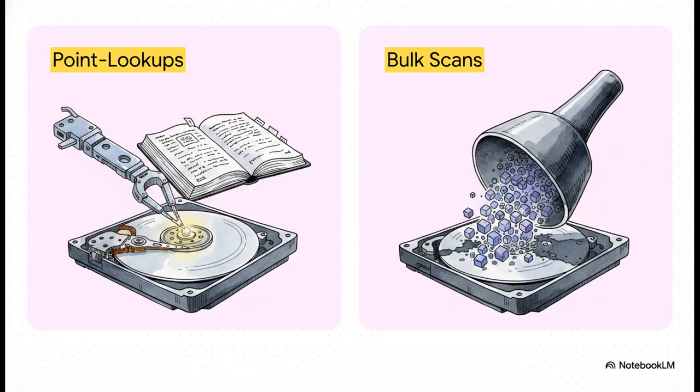But if you need to do an OLAP bulk scan, like calculating the average age of 10 million users, that index is suddenly entirely useless. You don't need a tiny pointer to one record, you need to literally rip 10 million records off the hard drive as fast as physically possible.